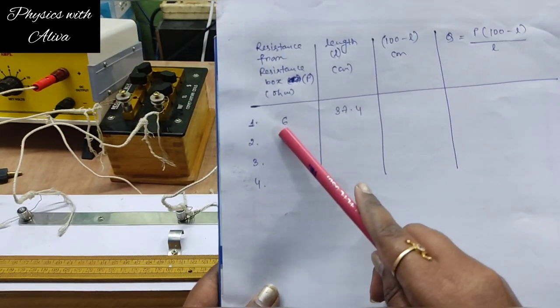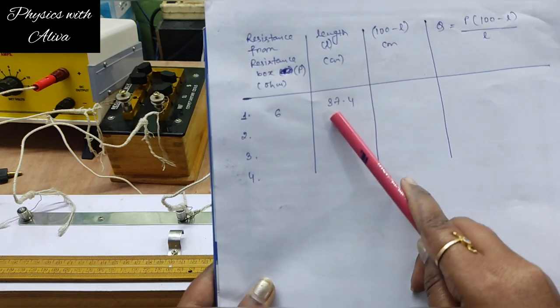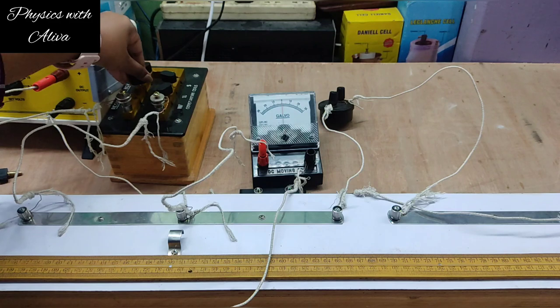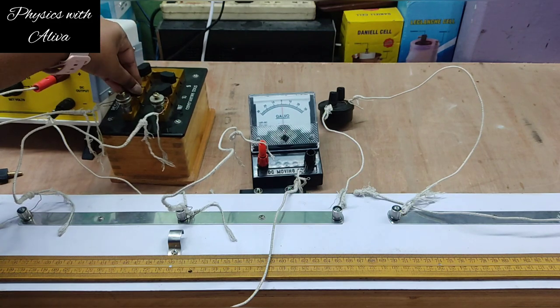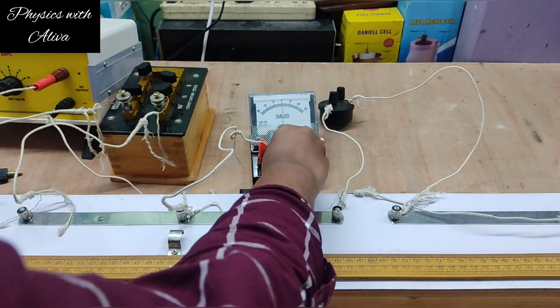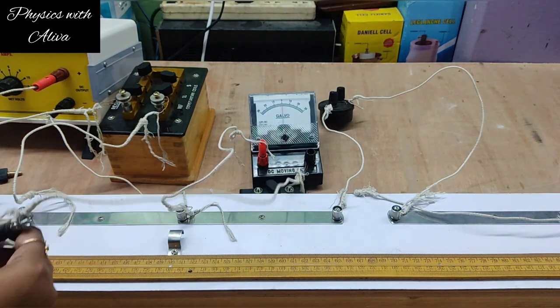So for 6 ohm resistance, the length of the null point is 37.4. Now to take another reading for 7 ohm, I am making the resistance P as 7 ohm. This is 5 and this is 2, total 7. And now I am connecting the key and I am taking the second reading.